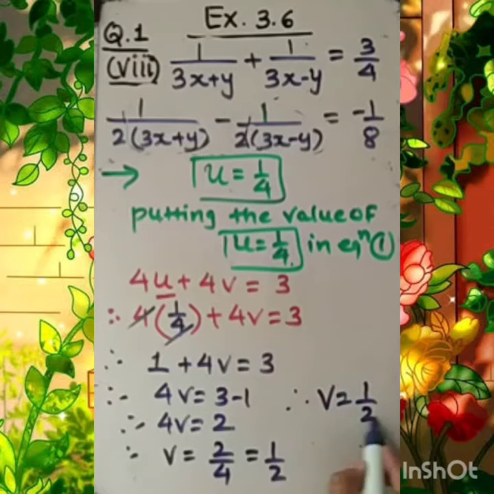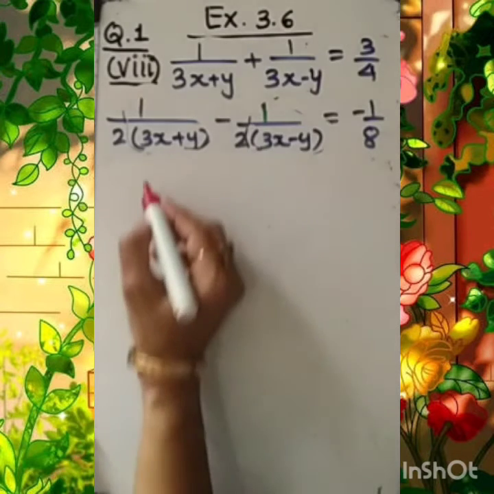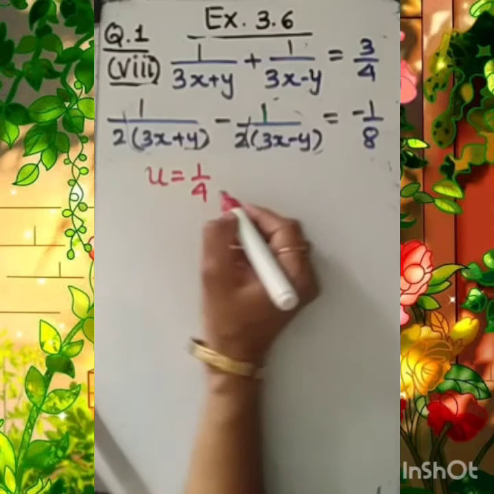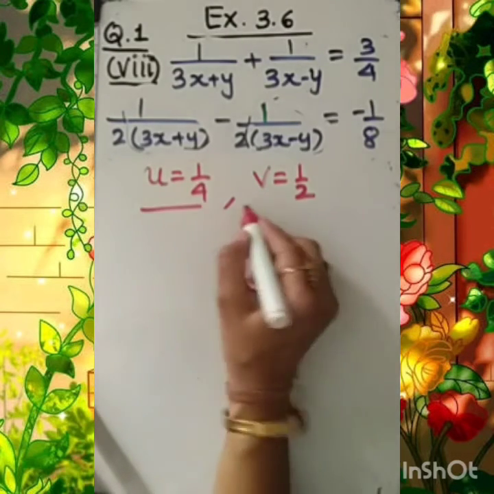Okay. So finally I should say the value of u equal to 1 by 4 and the value of v equal to 1/2. But this much is not enough. We need to put these values of u and v into what we have assumed. Let's see further. As we know, we got u equal to 1 by 4 and v equal to 1/2. Okay, these two values are with us.